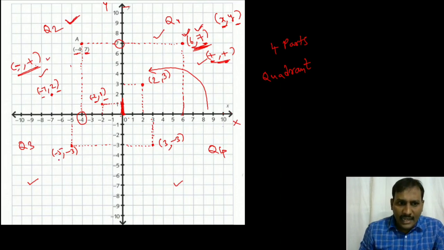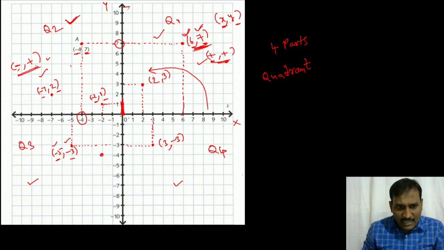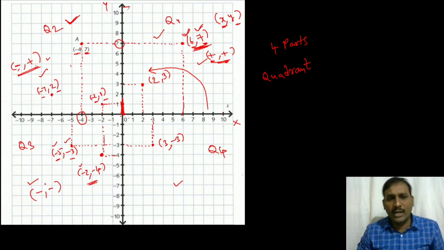And here x is negative, y is negative, both are negative. See, minus 5 comma minus 3, because this is the left side of the x-axis, negative x-axis, and this is the down part of the y-axis, negative y-axis. You can take any number, say minus 2 comma minus 4. This is also representing minus comma minus. So any point in the third quadrant will be of the form minus comma minus. Both coordinates are negative in the third quadrant.